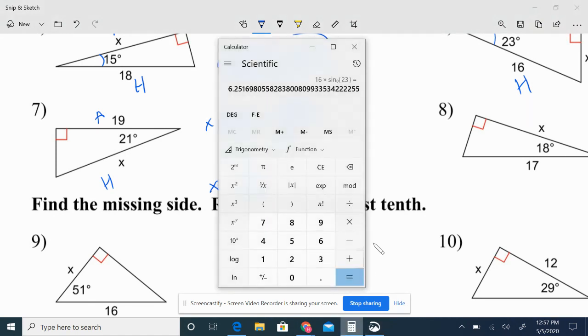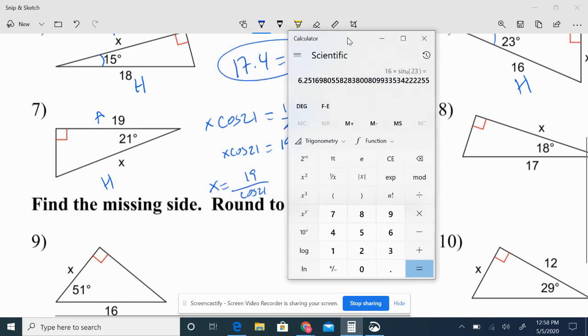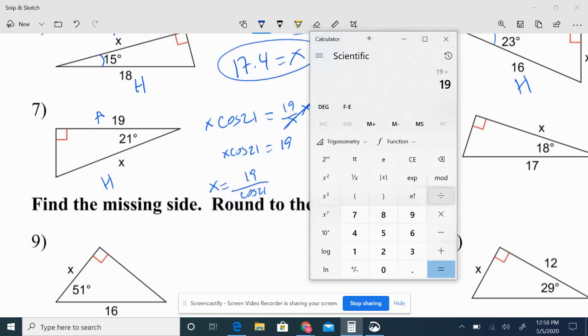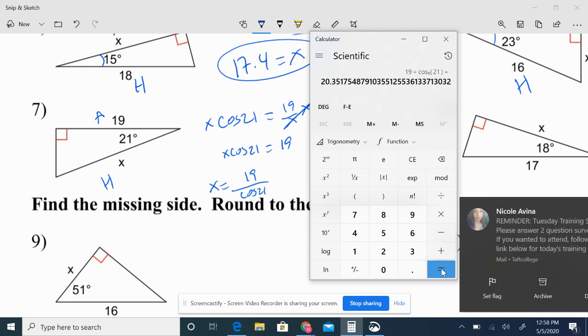So let's take a look. 19 divided by, so I see my screen, 19 divided by cosine of 21. Remember I said I expect my answer to be more than 19? Some of you guys might be like, wait, that number is not more than 19. Yeah, because that number is cosine of 21. Don't forget the equal sign. Now 20.35. Rounded to one decimal place, I'm going to call that 20.4.